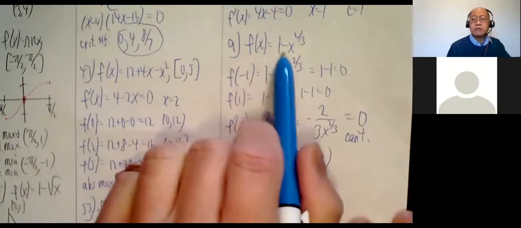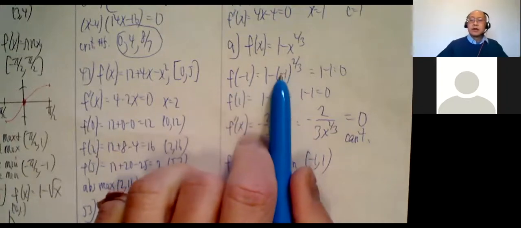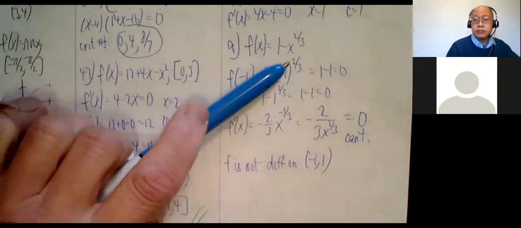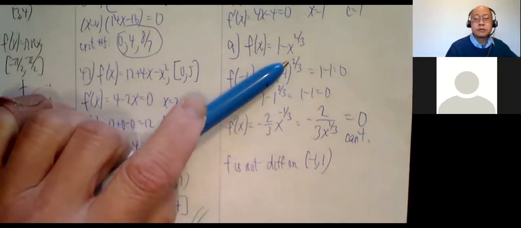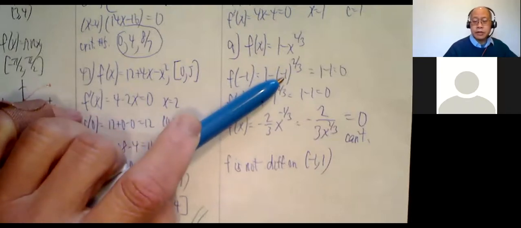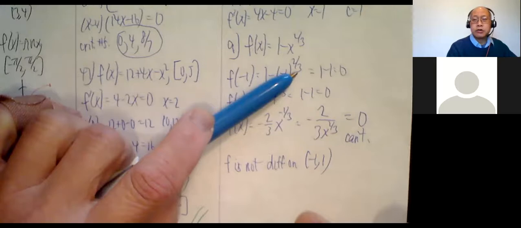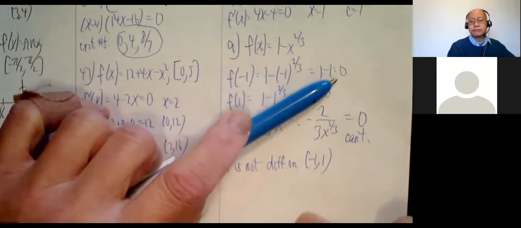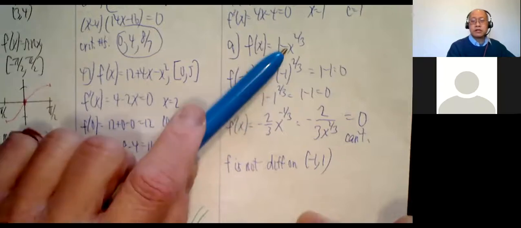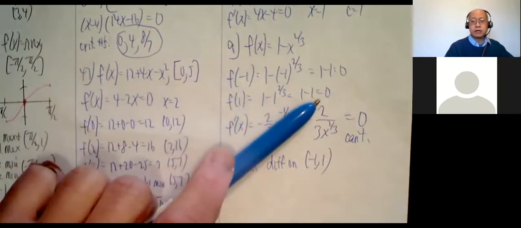All right, so f of x is 1 minus x to the 2/3. Plug in -1. -1 to the 2/3. Now, the 2 means what? Square. 3 means cube root. So -1 squared is 1. Cube root of 1 is 1. So 1 minus 1 is 0. Plug in +1. 1 minus 1 to the 2/3. Well, we already know that 1 raised to anything is 1. 1 minus 1 is 0.